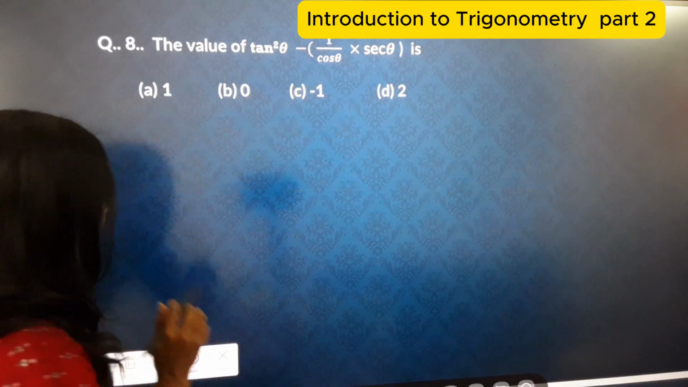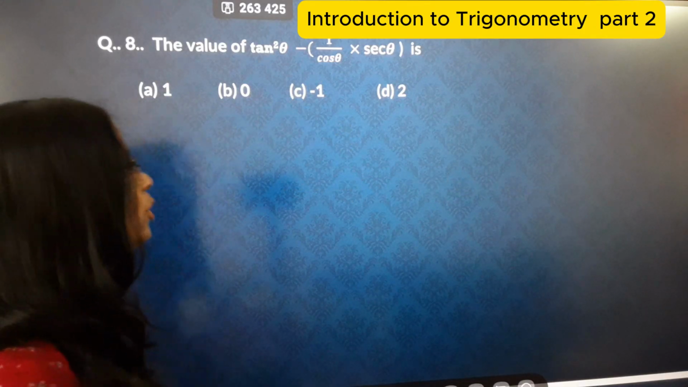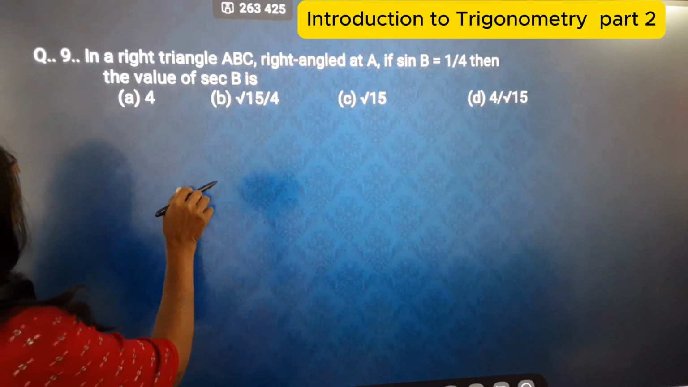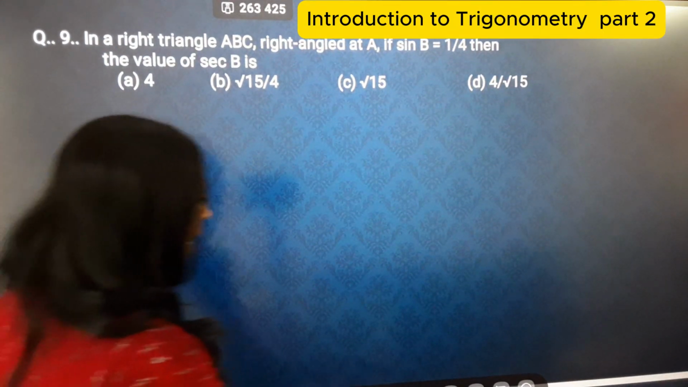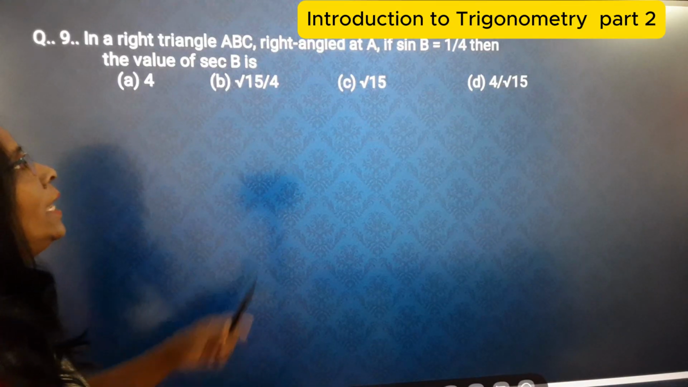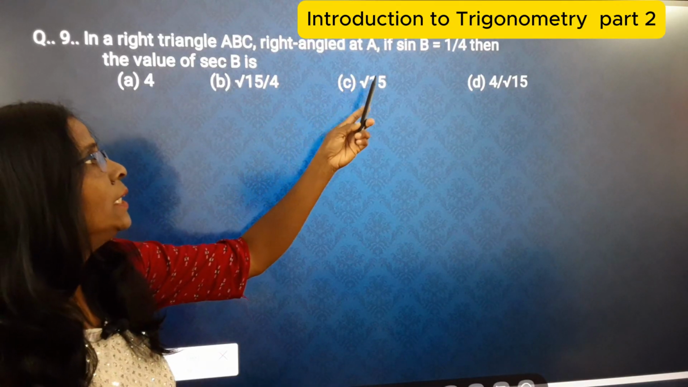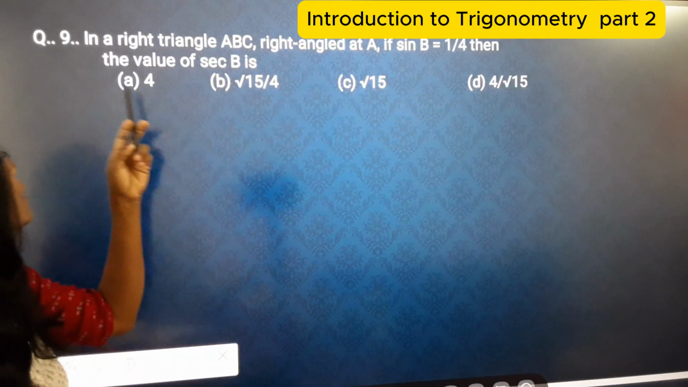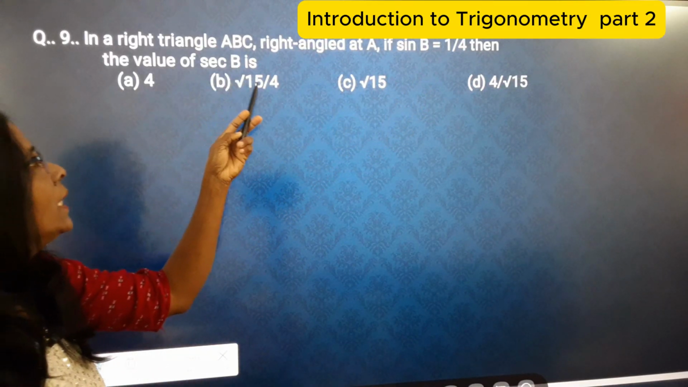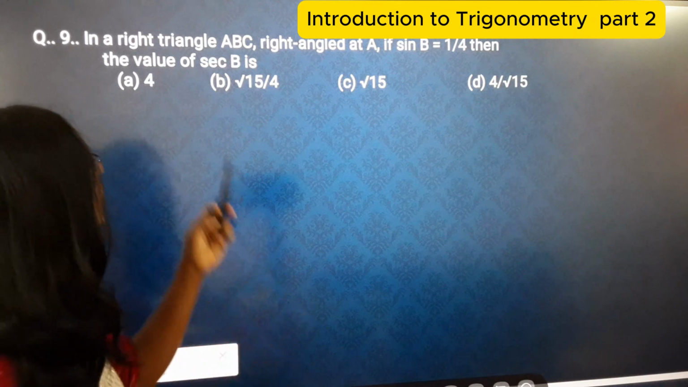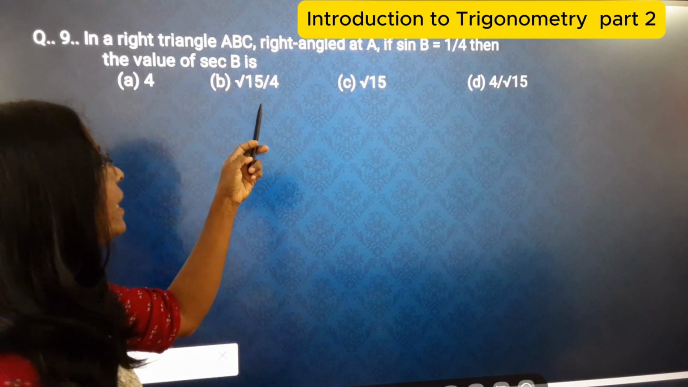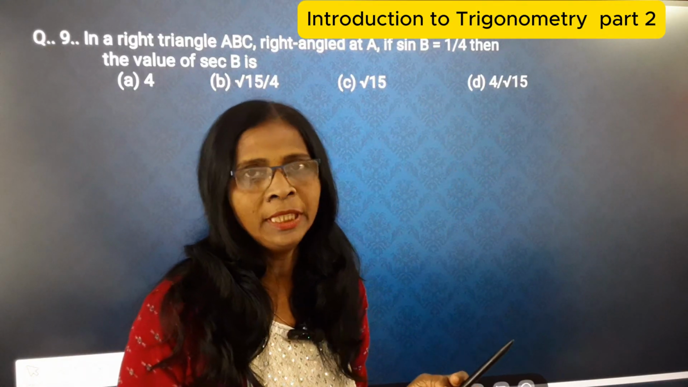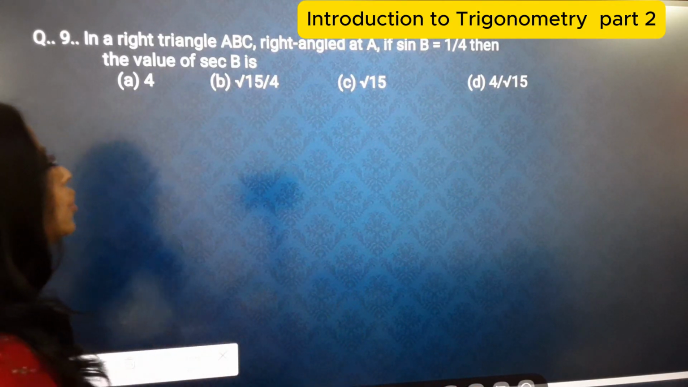Now let us see the next example, students. In a right angle triangle, right angled at A, if sin B is equal to 1 upon 4, then the value of sec B is, and the options are 4, root 15 upon 4, root 15, and 4 upon root 15. Let us see how we can solve it.